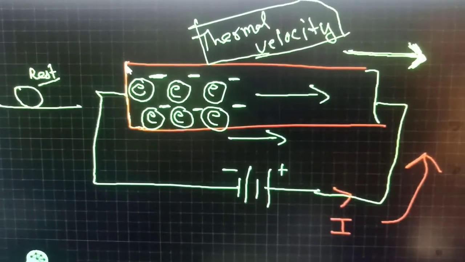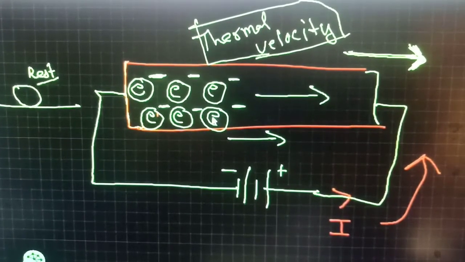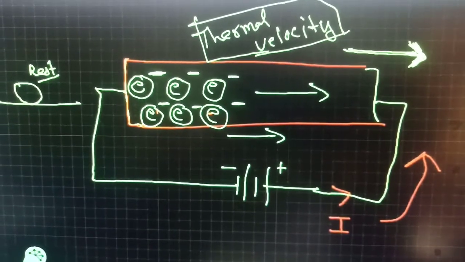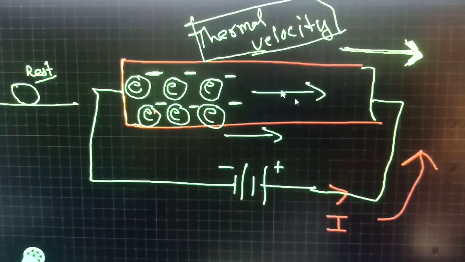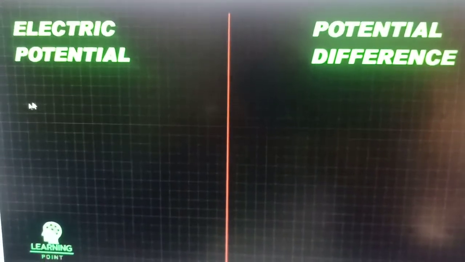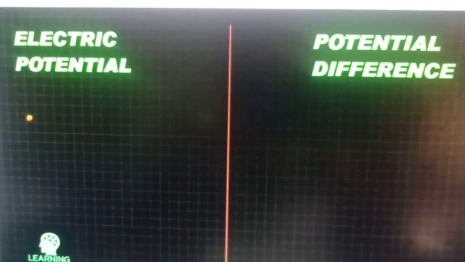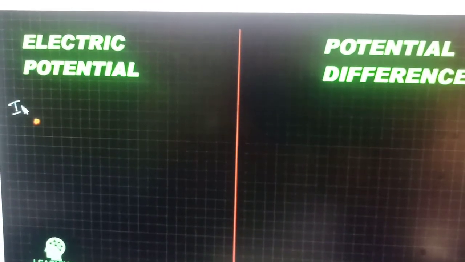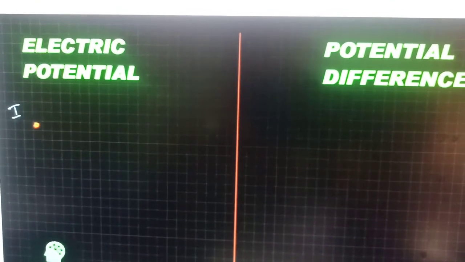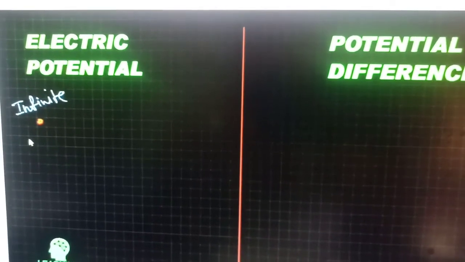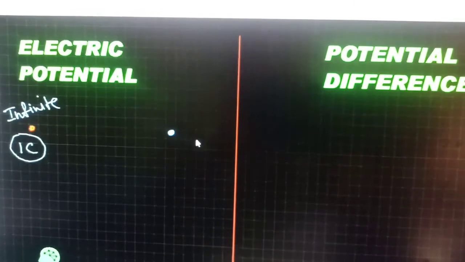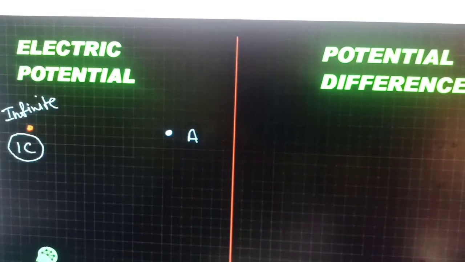So like this, there is some force, and it is providing some displacement in the electrons. Electrons are getting displaced, and due to force these electrons displace. Now let us take a point at infinity, and suppose I give a charge of 1 coulomb at infinity, and we are taking it to a point A.